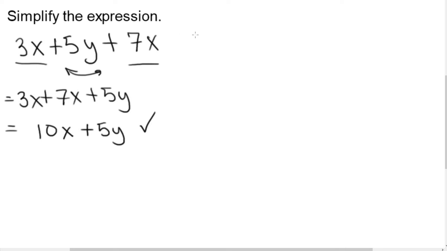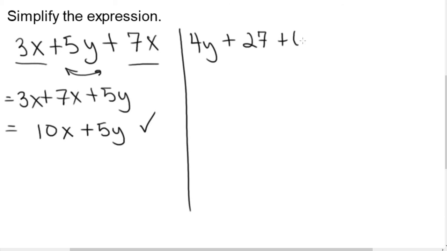Let's look at another example. I take 4y plus 27 plus 6 minus y. Okay, I want to simplify by combining like terms. Okay, let's identify our like terms. 4y and a negative y are like. All real numbers are like.